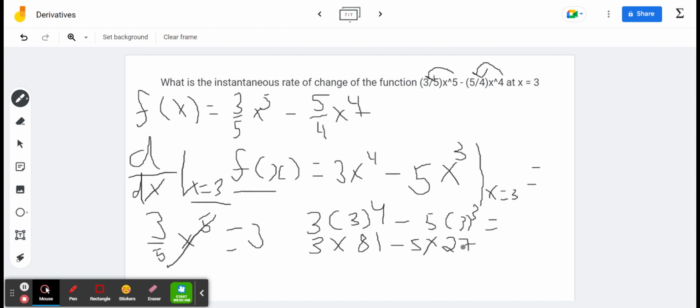And we can actually factor out a power of 3 here to make our computation a little bit easier, if you'd like. But I'm just going to compute it regularly. 3 times 81 is 243. Minus 5 times 27 is 135. And subtracting both of those gives you 108.